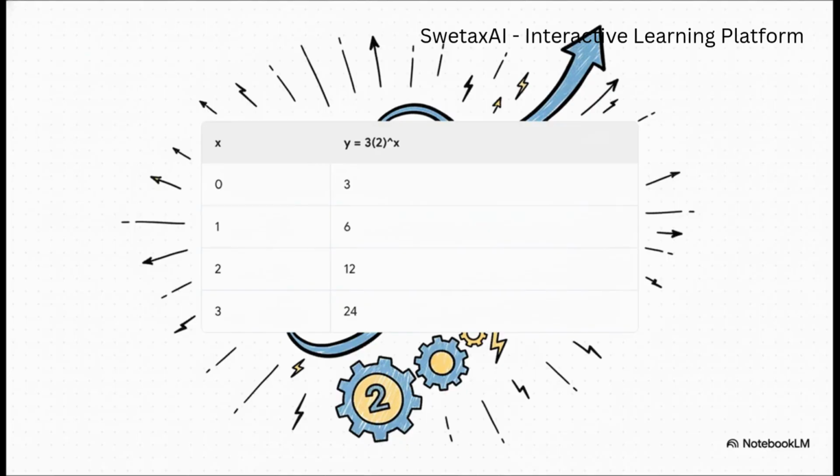When our starting value is at 0, we're at 3. But watch what happens when that x value increases by just one single unit. 3 leaps to 6, then 12, then 24. This isn't just a steady, predictable climb, right? It's explosive momentum. That base number of 2 is acting as a massive growth factor.